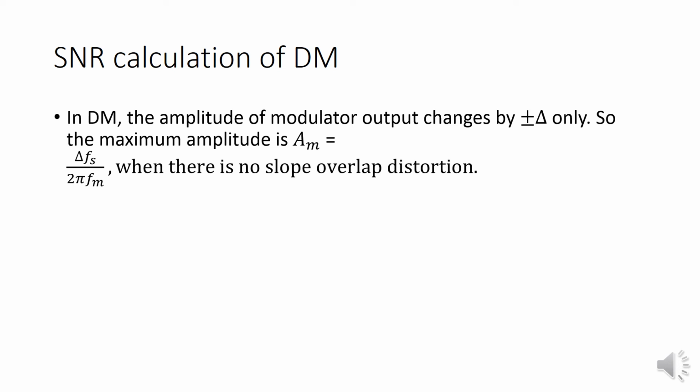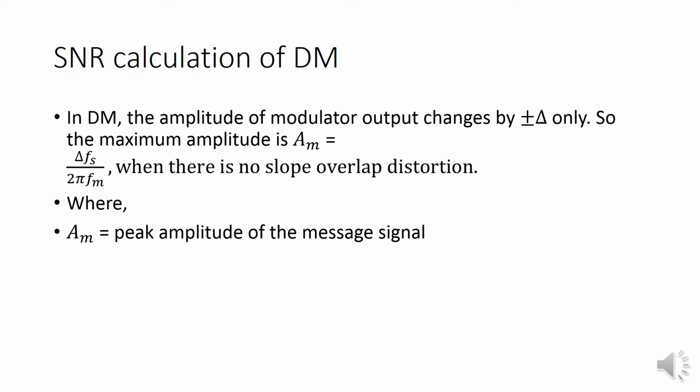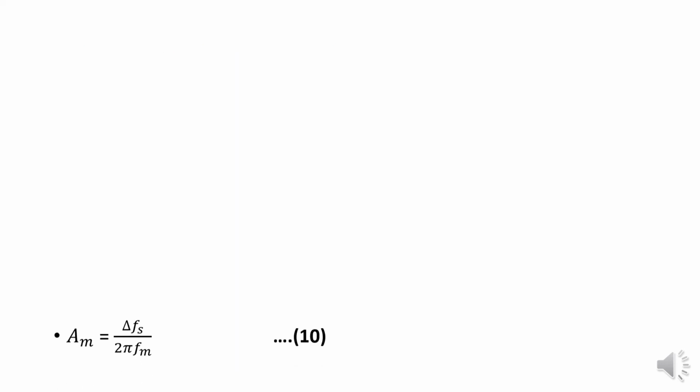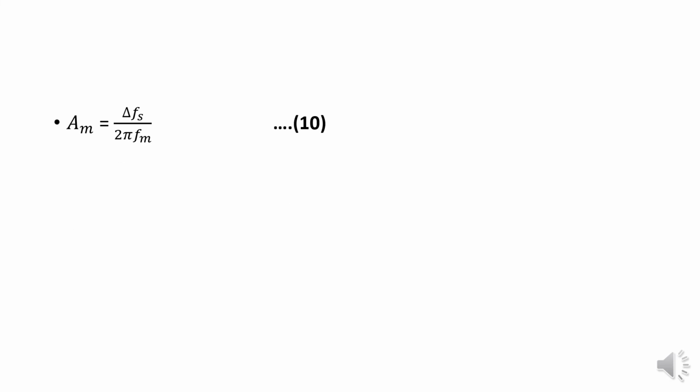The maximum amplitude Am is equal to del Fs divided by 2 pi Fm, where there is no slope overload distortion, and Am is the peak amplitude of the message signal. Here del is the step size, Fm is the message signal frequency and Ts is the sampling period. So Am equals del into Fs divided by 2 pi Fm.